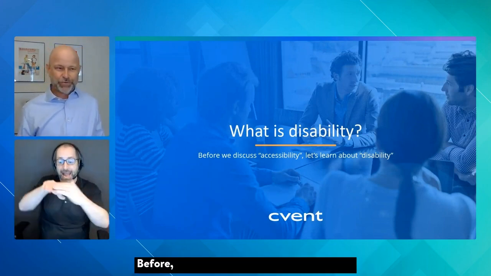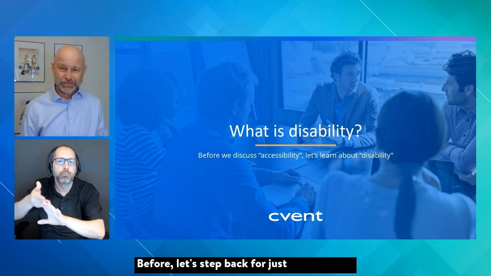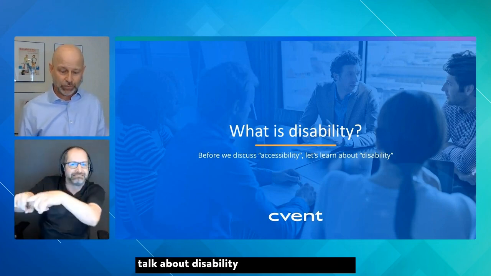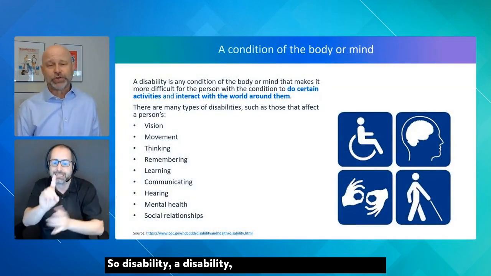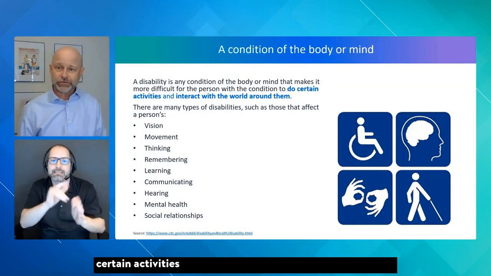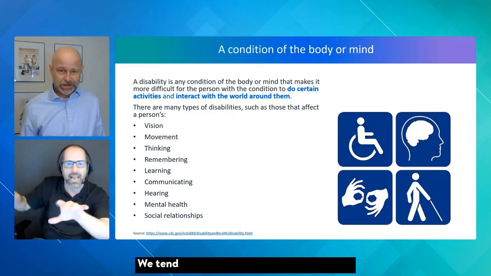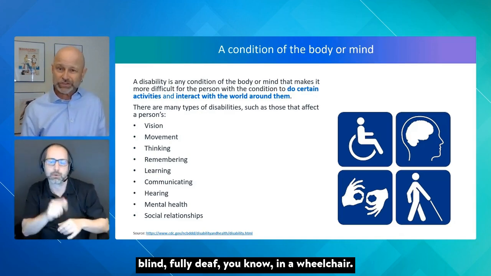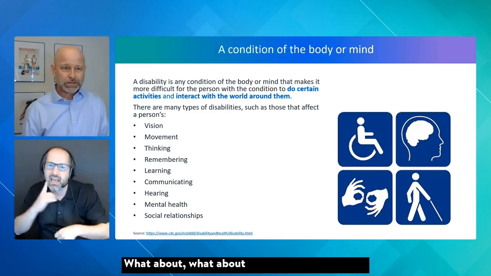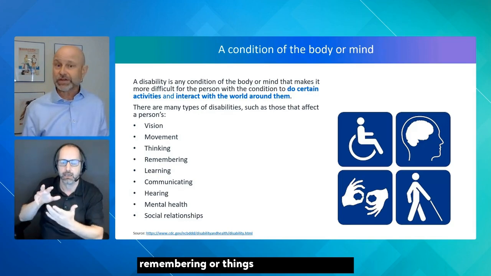Accessibility is why we're here. Before, let's step back for just a second and talk about disability and what it actually is. A disability prevents someone from doing certain activities or interacting with the world around them. We tend to think about the big things: fully blind, fully deaf, in a wheelchair. What about issues learning or issues remembering or things like mental health?